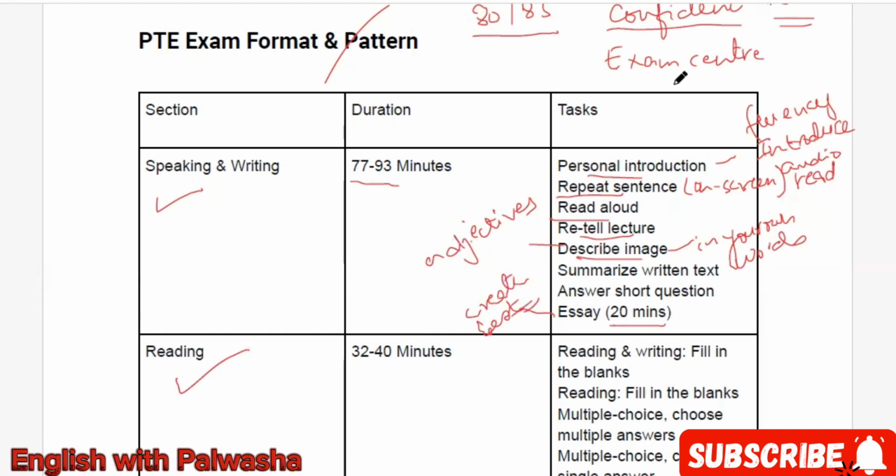Altogether, this exam is going to be 2 hours, divided like this. 32 to 40 minutes will be given to you for the reading and writing. This is way too easy because you'll be getting fill in the blanks. Then you have to read fill in the blanks, multiple choice questions, and choose multiple answers. This is altogether 4 to 5 questions which you have to attempt in the meantime.